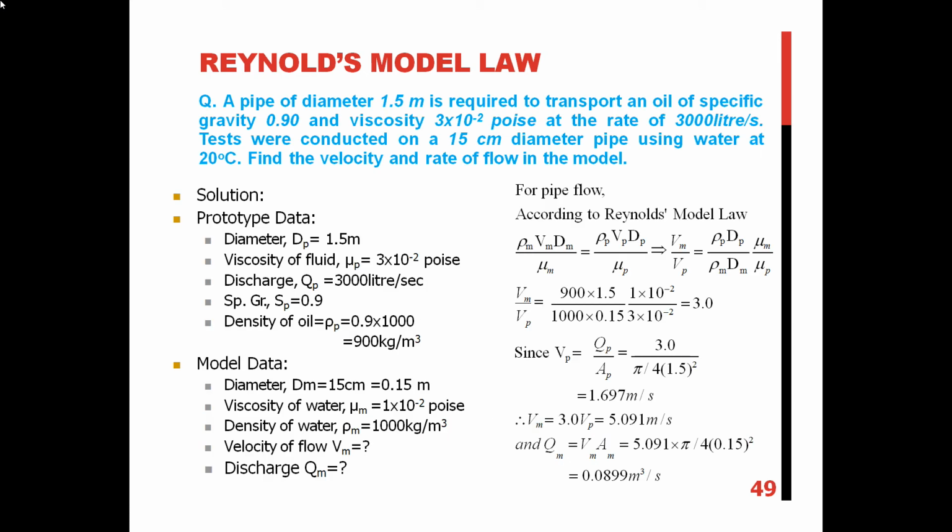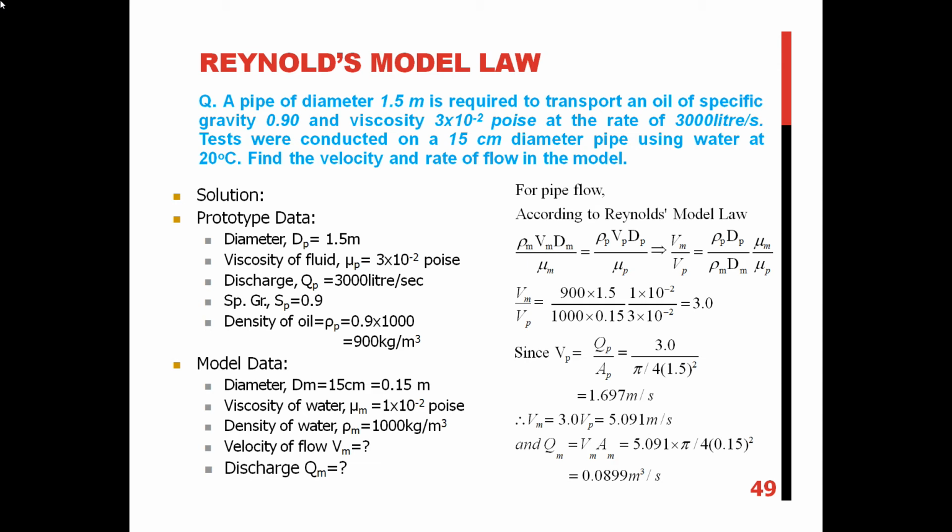So we'll just see one problem in a Reynolds model. A pipe of diameter 1.5 meters is required to transport an oil of specific gravity 0.90 and viscosity 3 into 10 power minus 2 poise at the rate of 3000 liters per second. Tests were conducted on a 15 centimeter diameter pipe using water at 20 degrees Celsius. Find the velocity and the rate of flow in the model.